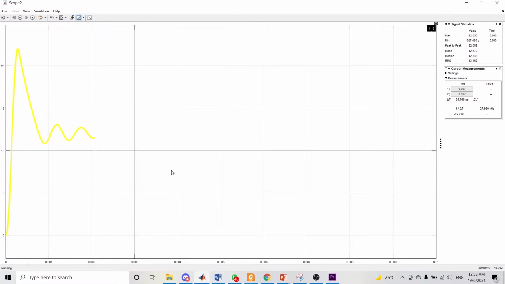So this is the output voltage waveform of an open loop 3-level boost converter, which is supposed to be 12 volts. In the open loop output voltage waveform, there is a lot of oscillation before it reaches its steady state at 12 volts.